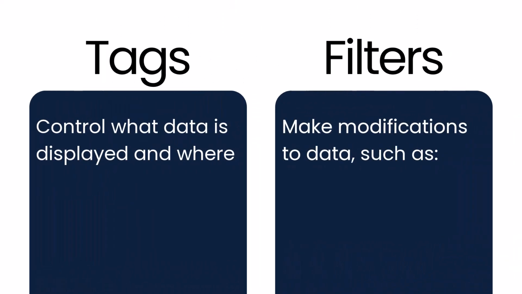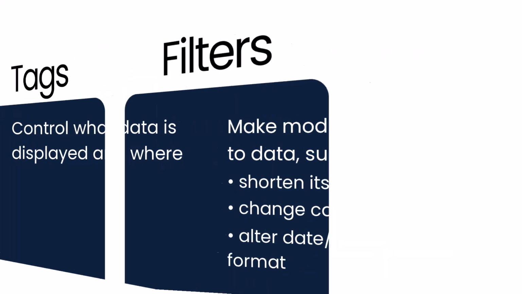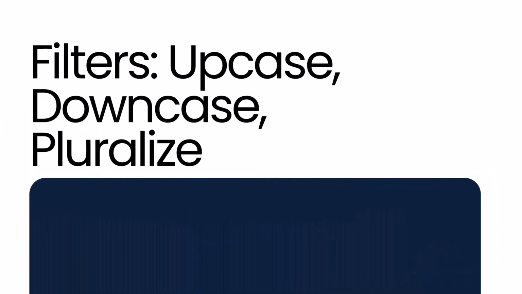Filters can do things like shorten the length of a data point to a set number of characters, change the capitalization of text, or alter the way a date or time is formatted. Three of the simplest filters to understand are upcase, downcase, and pluralize. Upcase and downcase change the text to all uppercase or lowercase letters respectively, while pluralize allows us to appropriately use the singular or plural version of a word depending on a count.